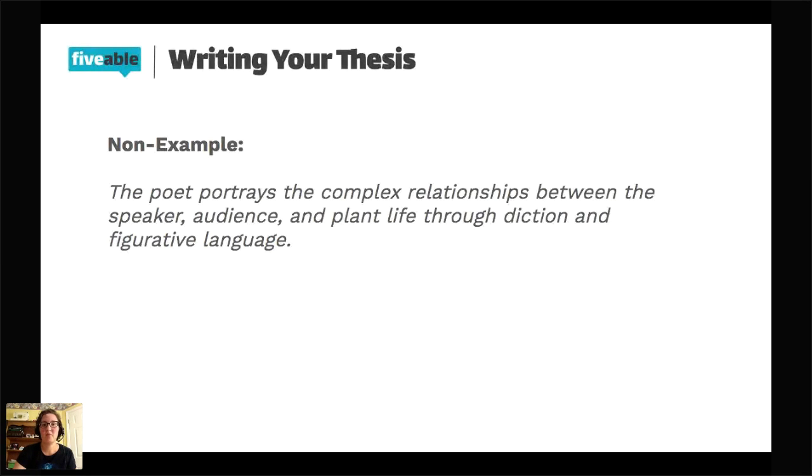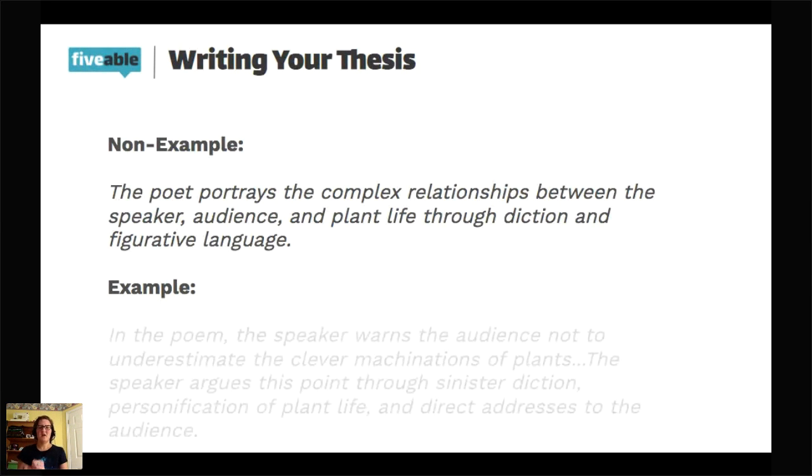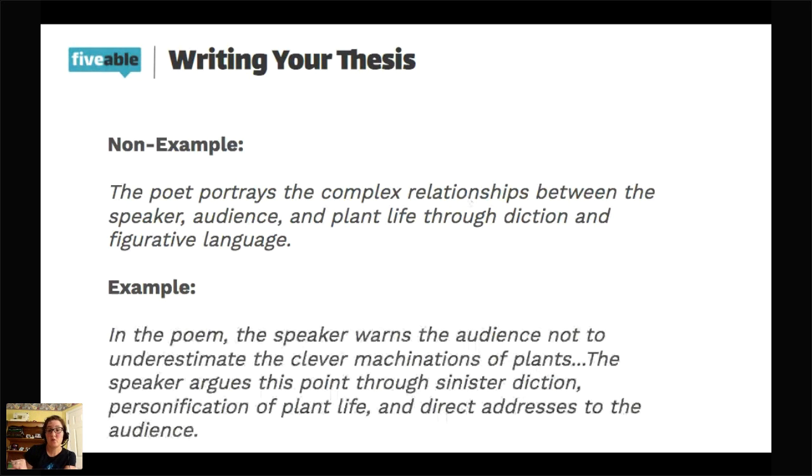So here's an example of a paper. This is a thesis from a paper that got an 8 on the 9 scale last year. So almost a perfect score. There's no such thing as a perfect score, but they almost got a 9 on the essay. It's much longer, and I cut some stuff out for space. But in the poem, the speaker warns the audience not to underestimate the clever machinations of plants. The speaker argues this point through sinister diction, personification of plant life, and direct addresses to the audience.